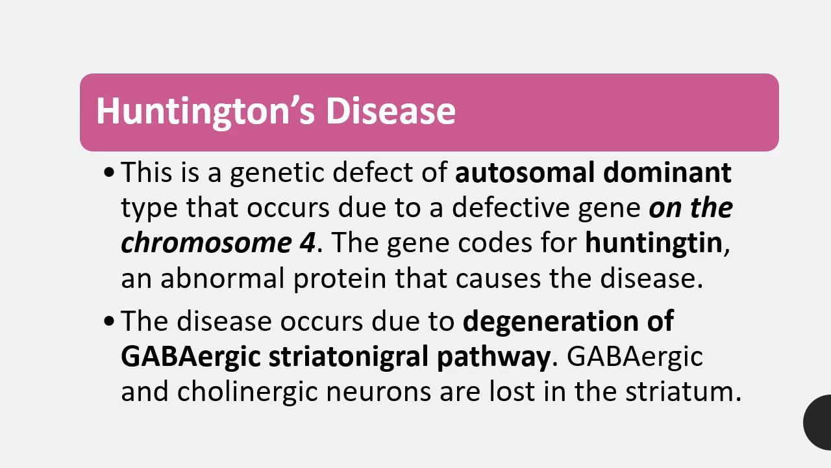Huntington's disease. This is a genetic defect of autosomal dominant type that occurs due to a defective gene on chromosome 4. The gene codes for huntingtin, an abnormal protein that causes the disease. The disease occurs due to degeneration of the GABAergic striatonigral pathway. GABAergic and cholinergic neurons are lost in the striatum.